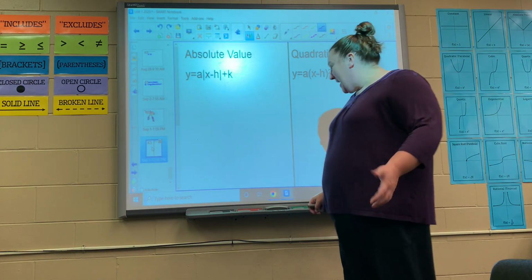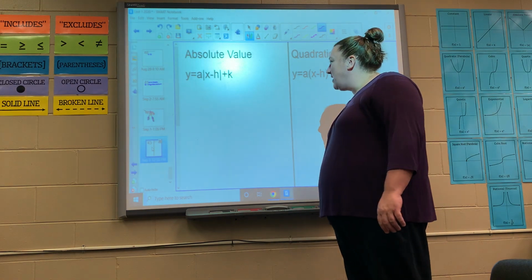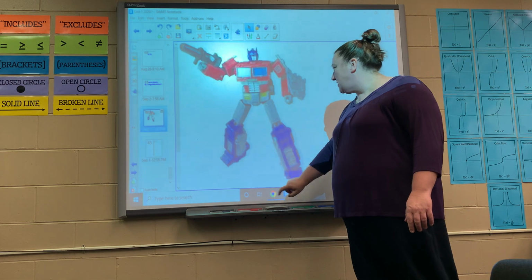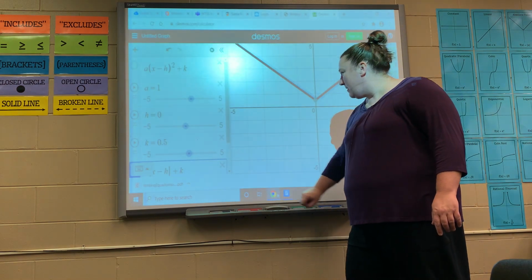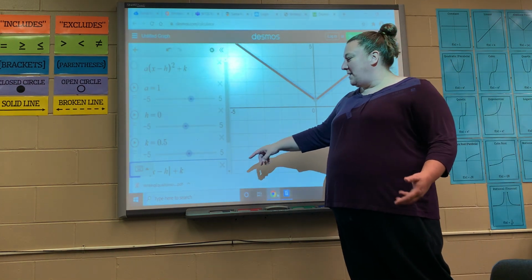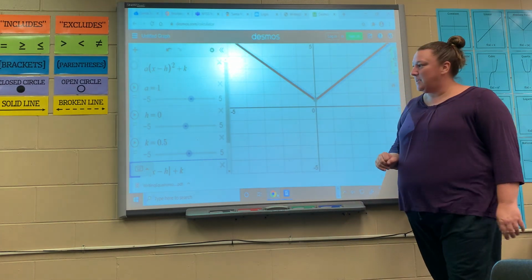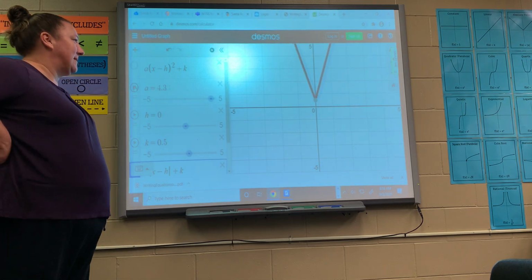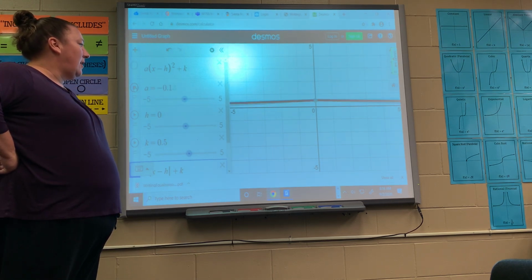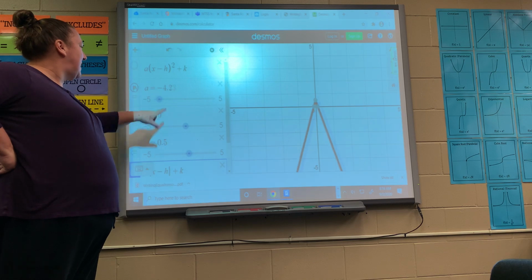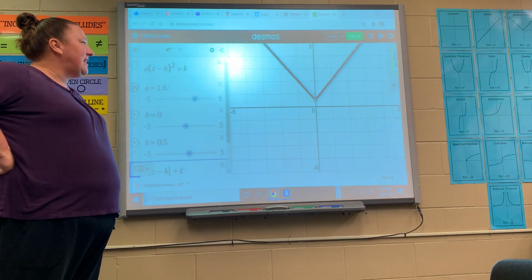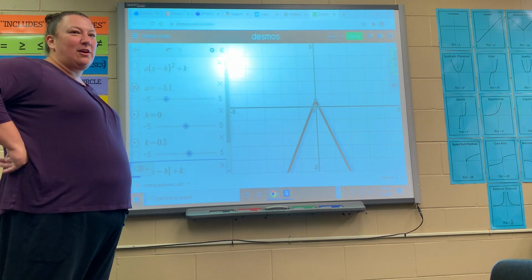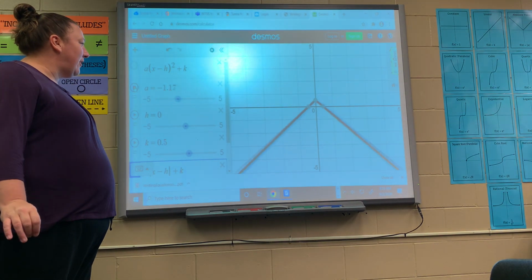Okay, welcome back. Now we're going to start looking at what happens to A, H, and K in both of these equations. I've set up a Desmos here. Absolute value we're going to do first. With our values of A, notice what happens. Look. Oh, when it becomes negative, it flips over. That's interesting. As the number gets bigger, it stretches taller, and as it gets smaller, it shrinks.